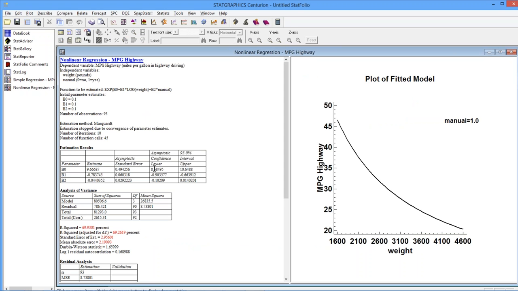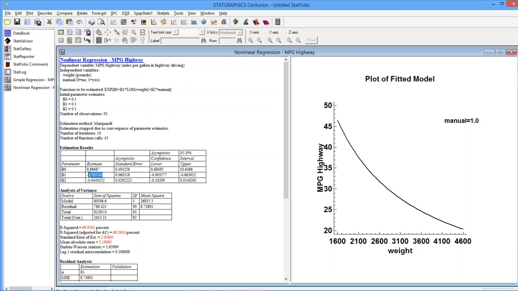Now, if you want to know what's statistically significant, you go over here and look at the parameters. You see there's a parameter B0, a parameter B1, a parameter B2. There is no p-value, however, because there's no exact test available in a nonlinear regression. To judge statistical significance, what you need to do is you need to look at the asymptotic 95% confidence interval.